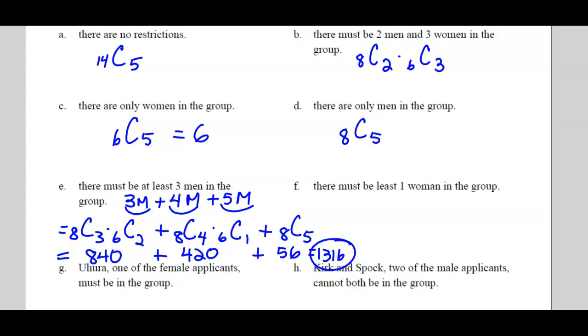The complement is the total number of ways of grouping 5 people, and taking away the complement of this, which would be 0 women. So this would be total minus 0 women, which is the same as all men, right? We already have total is 14C5. 0 women is only men, so that's 8C5. So let's actually find this one.